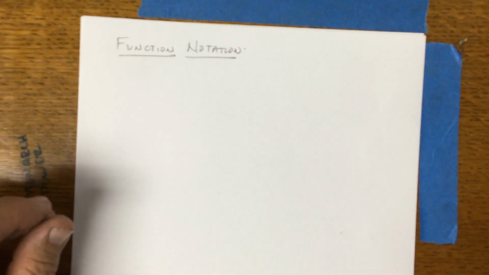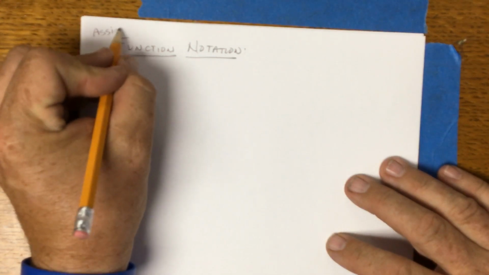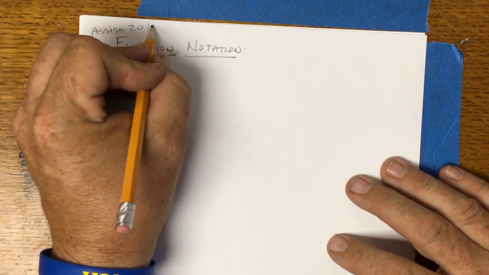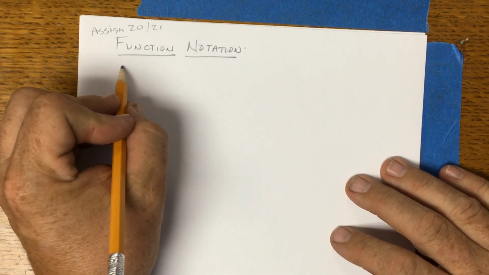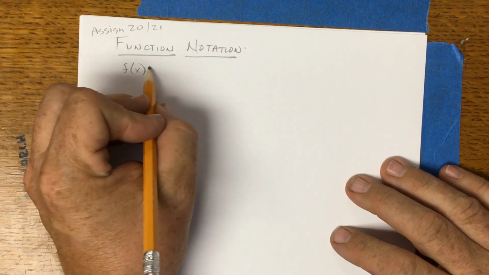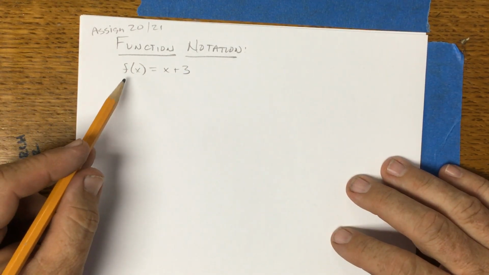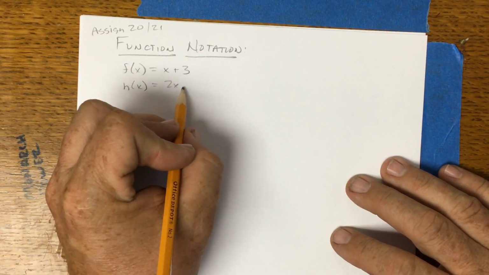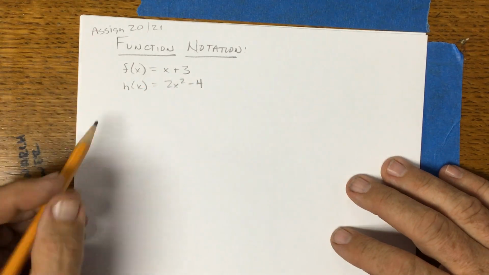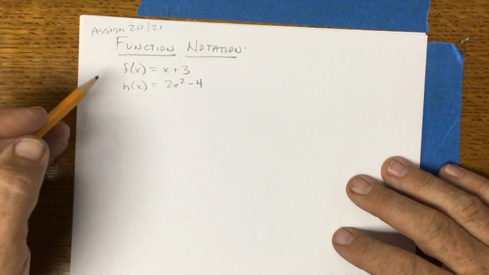All right, so this is going to be function notation, which will be a little bit of assignment 20 and 21. Just remember function notation. We talked about it once already. It's when we write f of x is equal to x plus 3, and we can also write h of x is equal to 2x squared minus 4. So those are just in what's called function notation.